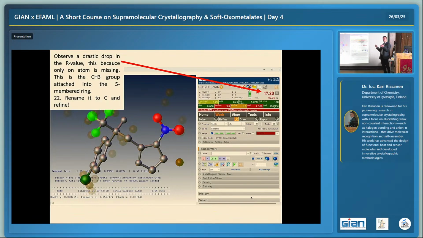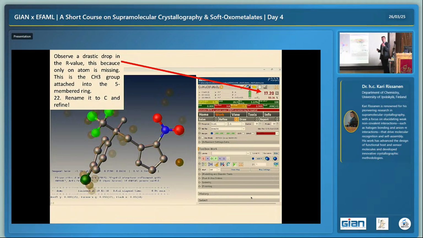So the more correct atoms we find, the more accurate our model will be. That number will go down. So what we aim to do is have this number as small as possible. And OLEX is very nice in that it uses colors. So when you have a green, it's okay. Orange is somewhere in between, but red means be careful, not ready yet. And the point is, now we observed a drastic drop because only one atom is missing.